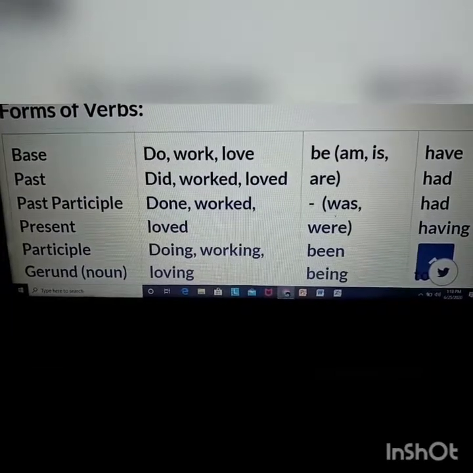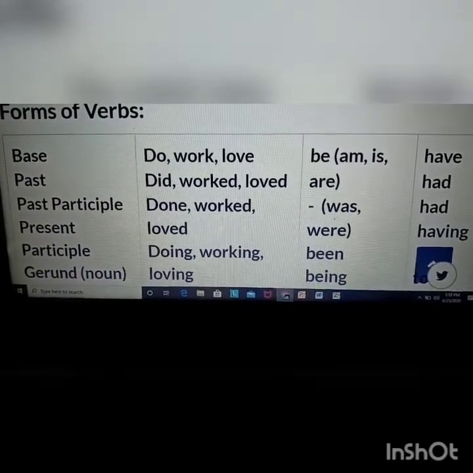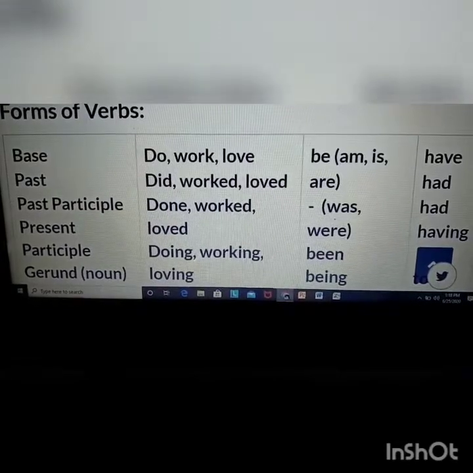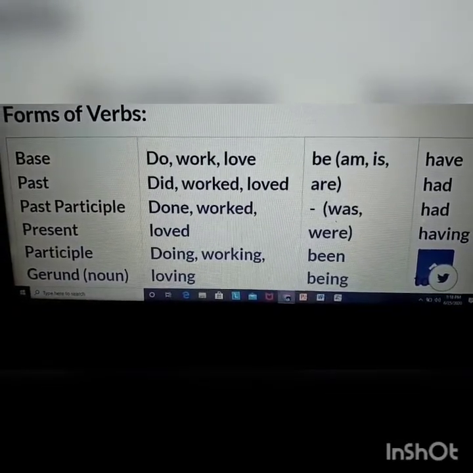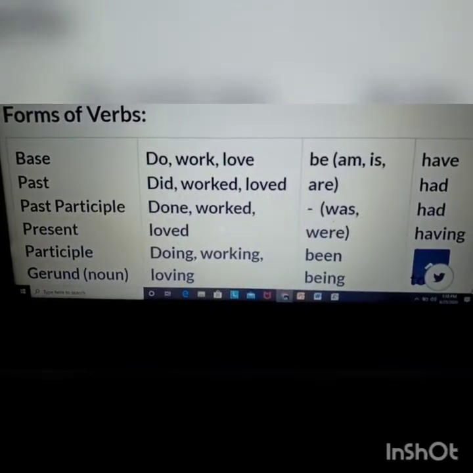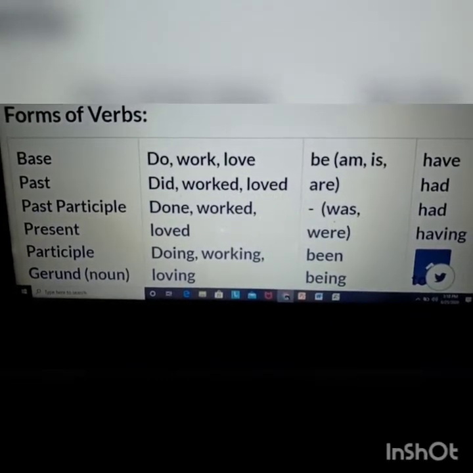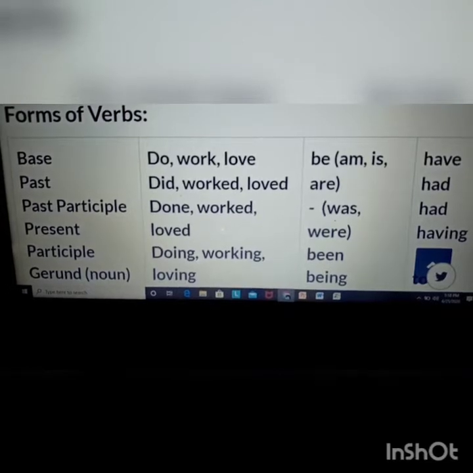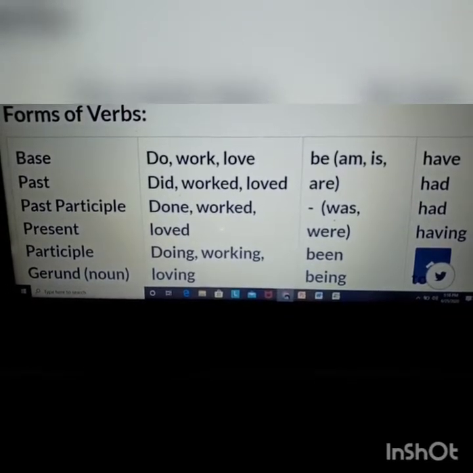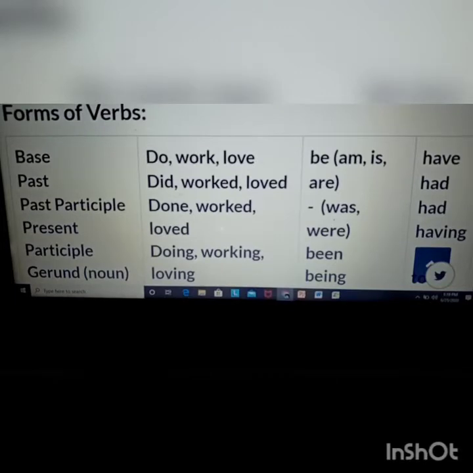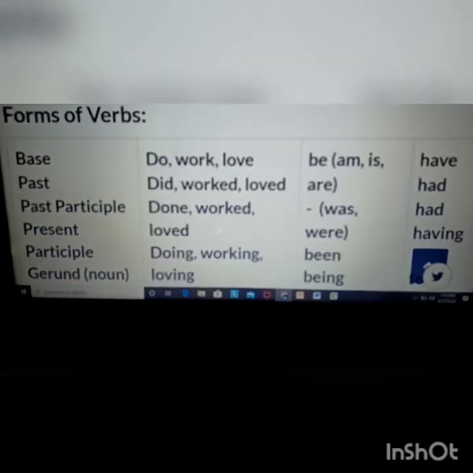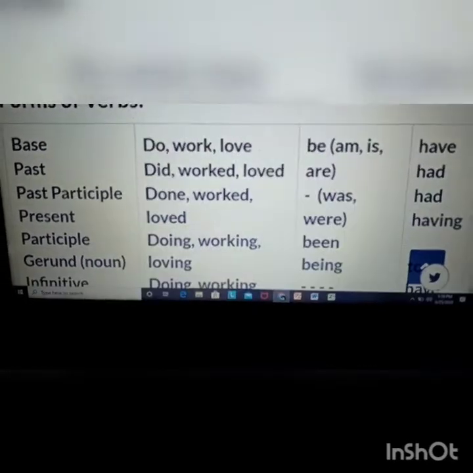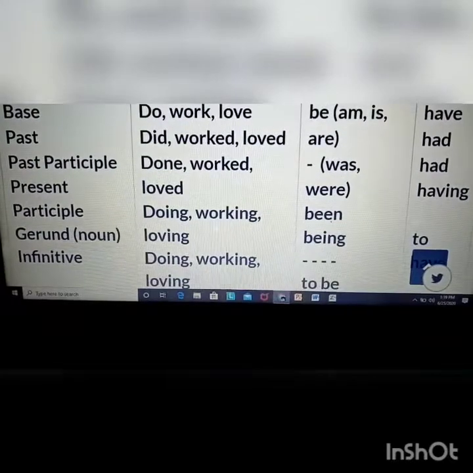So here we can see the different forms of verbs. The first one is base form. Base form means present form. So what are the base forms? Do, work, love. Be, am, is, are. Have, has. Past form: did, worked, loved, was, were, had. All these are past form. Past participle form: done, worked, been, had. All these are past participle form.